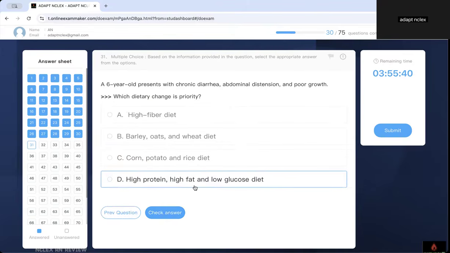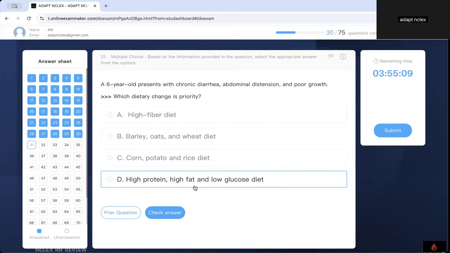A child will present with diarrhea, abdominal distension, and poor growth. Remember, we've seen this question already. He's a young kid, diarrhea, bloating, and he's not growing. Which dietary change is a priority? Health promotion. I take the information that you know, and I turn it into a health promotion question. You've got to make a diagnosis. Diarrhea, abdominal distension, poor growth is what? Celiac disease. What diet would you give them?